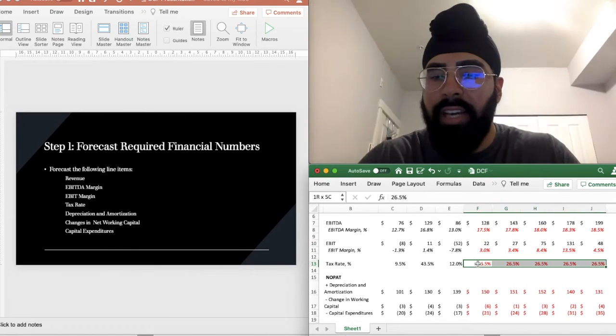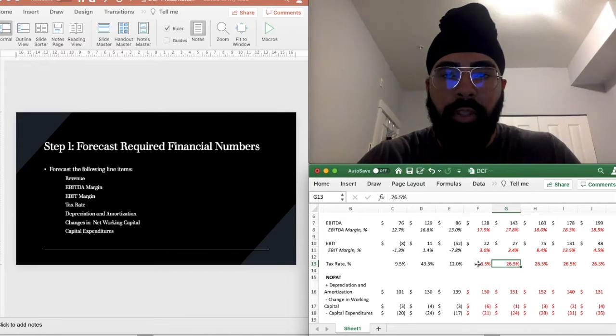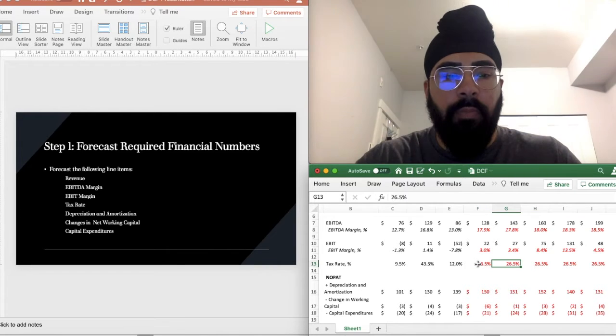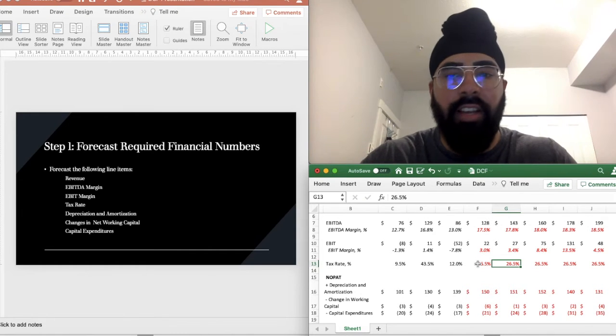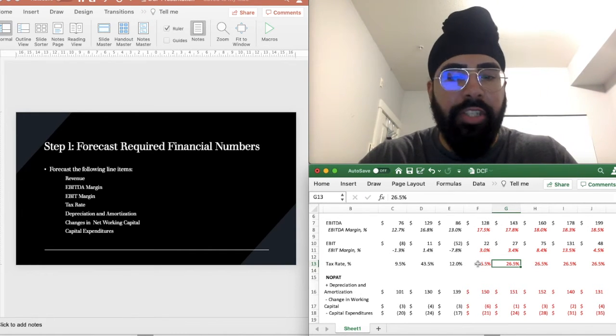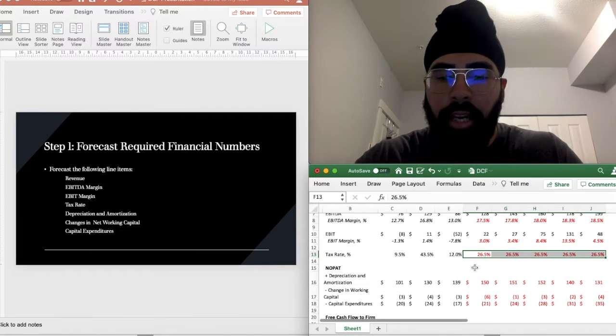And then the tax rate. This is just a basic tax rate. I got it off of the Bloomberg terminal, which is a source of a lot of financial knowledge, and that's where a lot of financial analysts go to get their information on companies. So I pulled this information from Bloomberg.